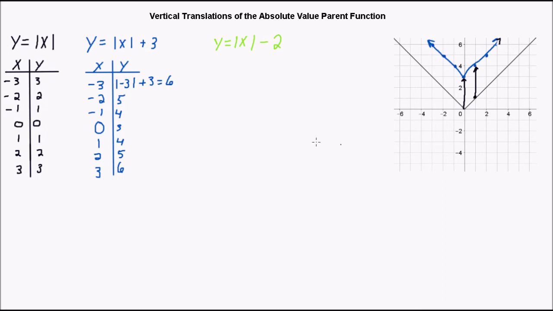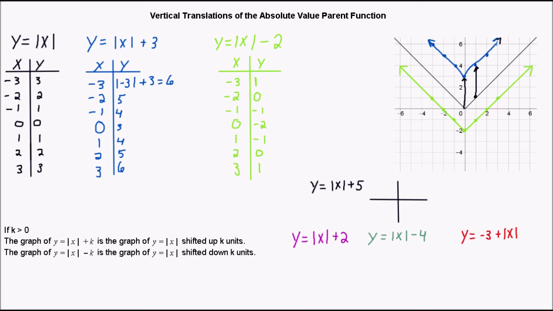So now what I want you to do is take this new function y equals |x| - 2, and go ahead and graph it by plotting points the way we did with the previous image. And when you come back, I'll have that image on the screen.